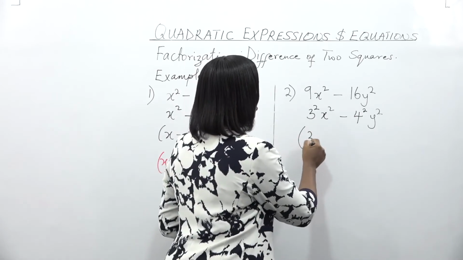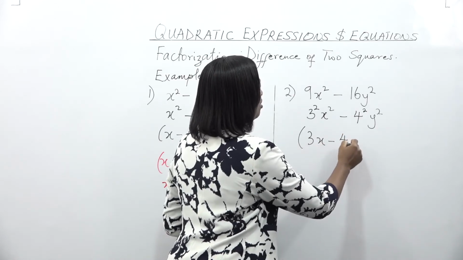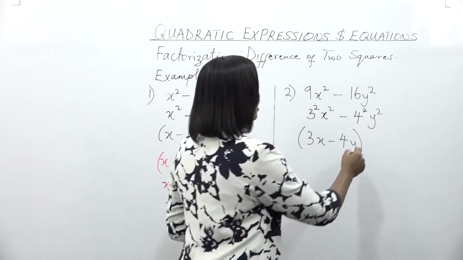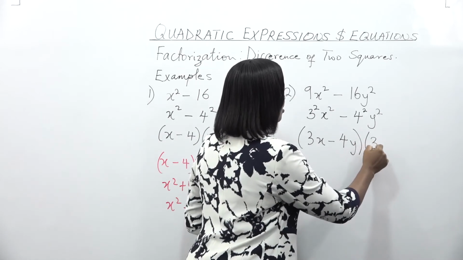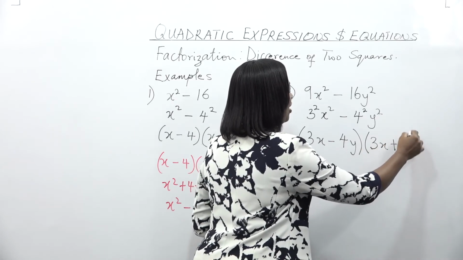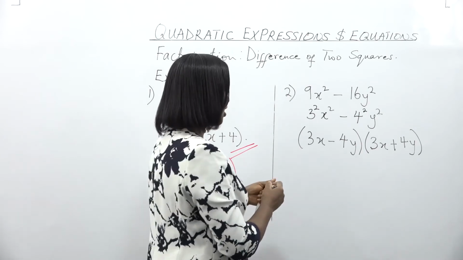We pick the 3 and the x minus 4y in one bracket. In the second bracket, 3x plus 4y. It's as simple as that. So let's check.